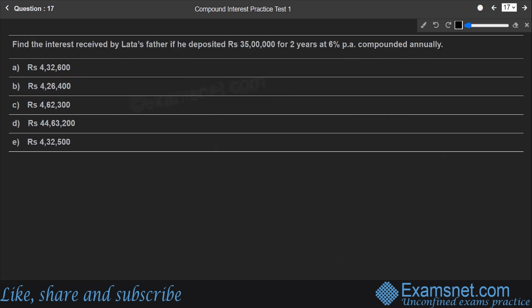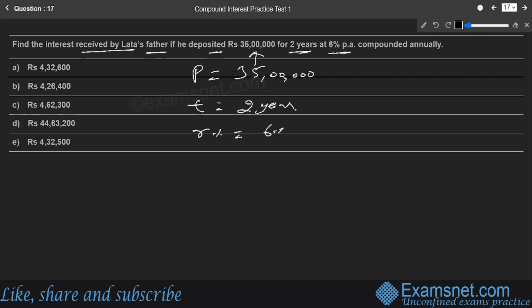Okay, so question number 17. They say find the interest received by Lata's father if he deposited rupees 35 lakh for 2 years at 6% compounded annually. So obviously the principal value is 35 lakh rupees. The time value is 2 years, as they say. What else? The rate of interest per annum is 6% per annum. Okay, and compounding is done annually.